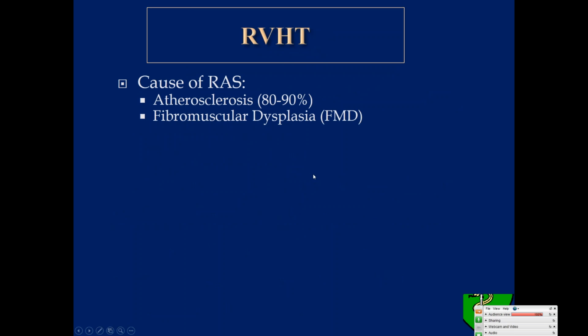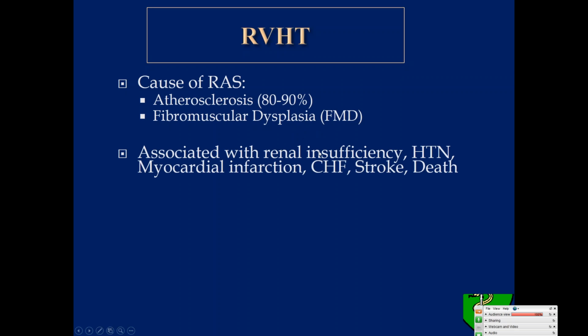The causes of renal artery stenosis are usually atherosclerosis. Up to 90% of patients may have a renal artery stenosis due to atherosclerosis, and about 10% of patients have fibromuscular dysplasia. Renal artery stenosis usually is associated with development of renal vascular hypertension, and therefore assessment for renal artery stenosis is very important.